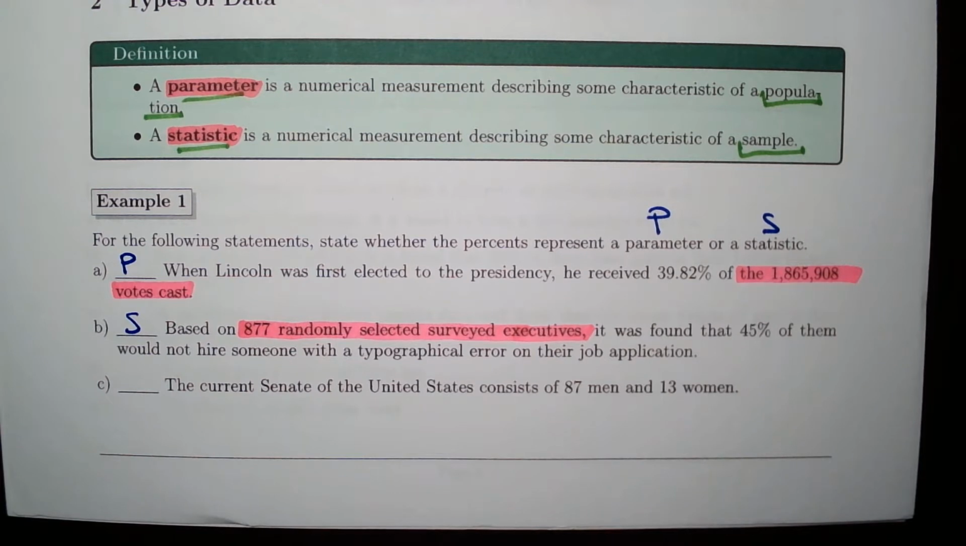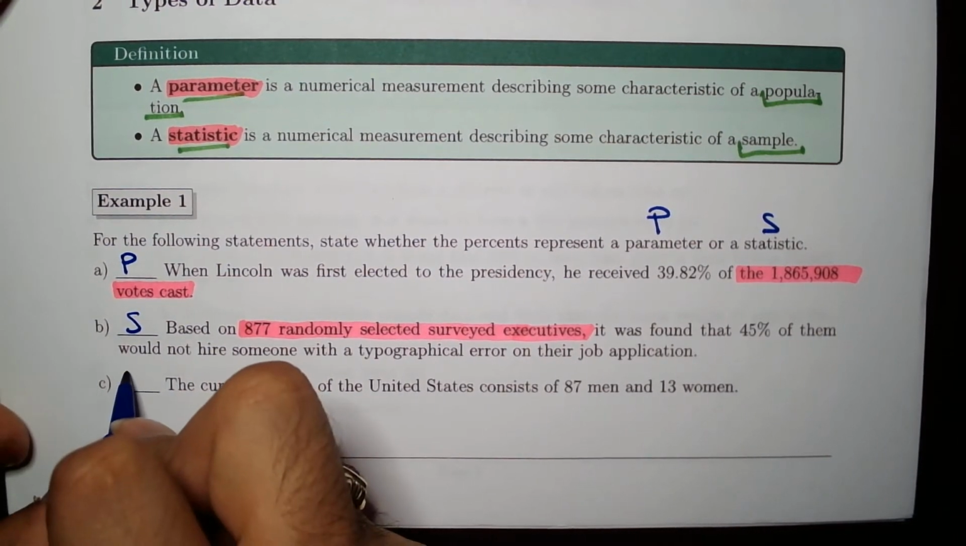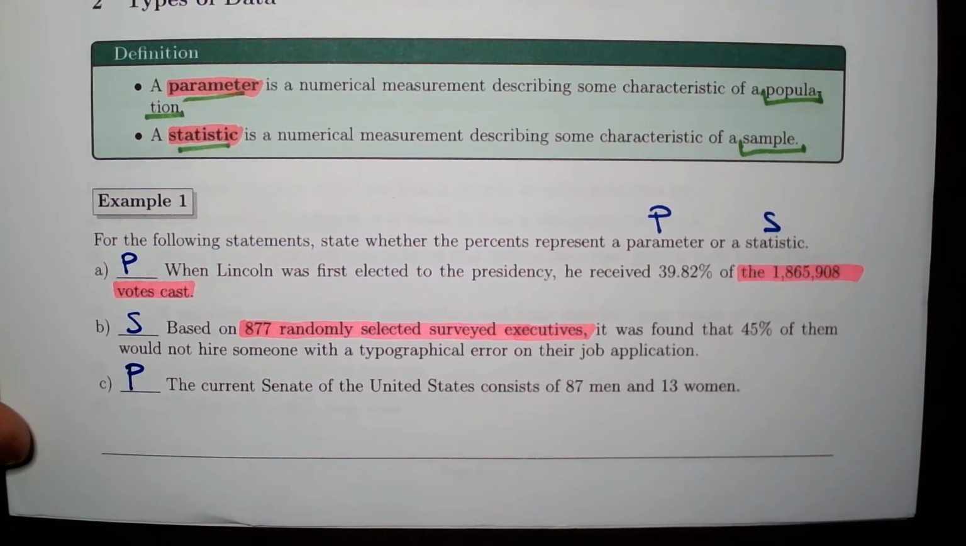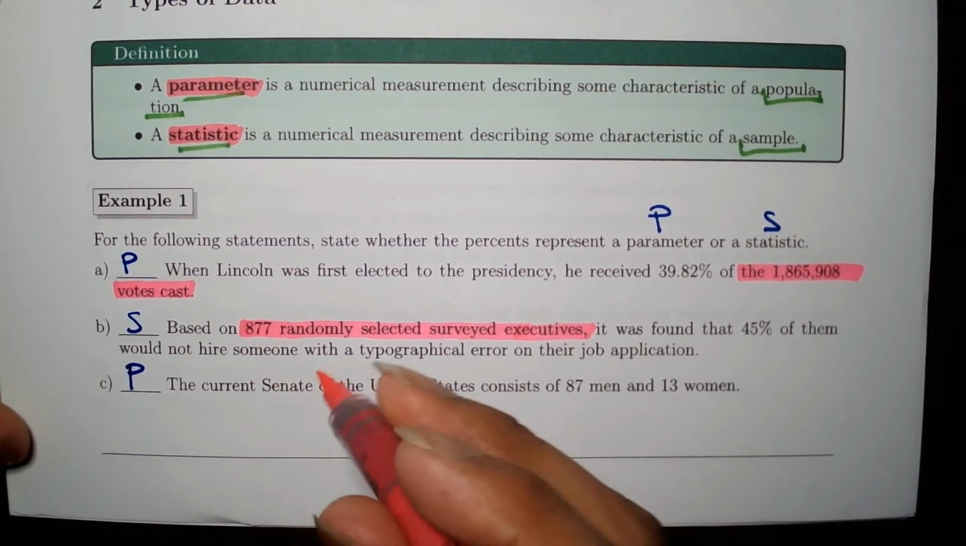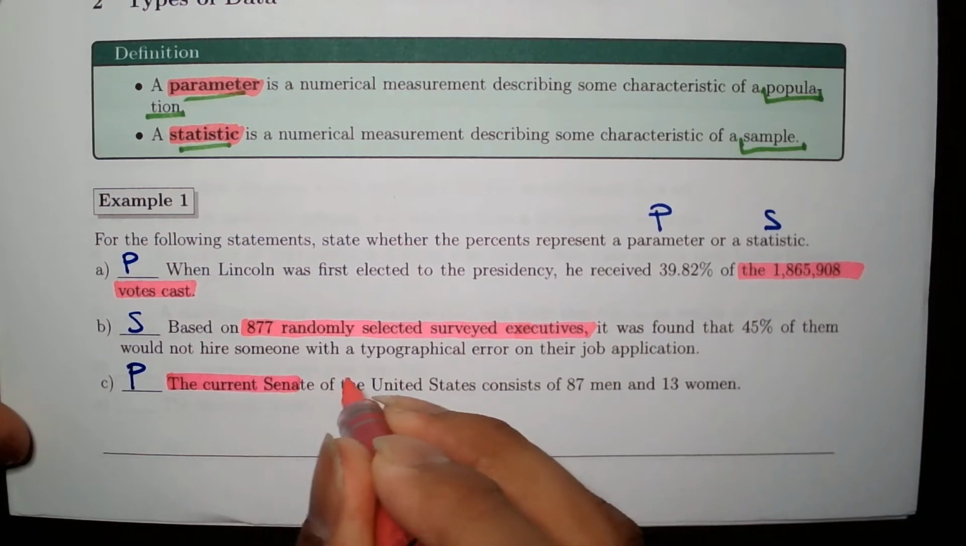The current Senate of the United States consists of 87 men and 13 women. Would you like to take a guess? Is this a parameter or is this a statistic? All right. In this case, if your guess is a parameter, that is correct, because they're telling us the current Senate. Right?